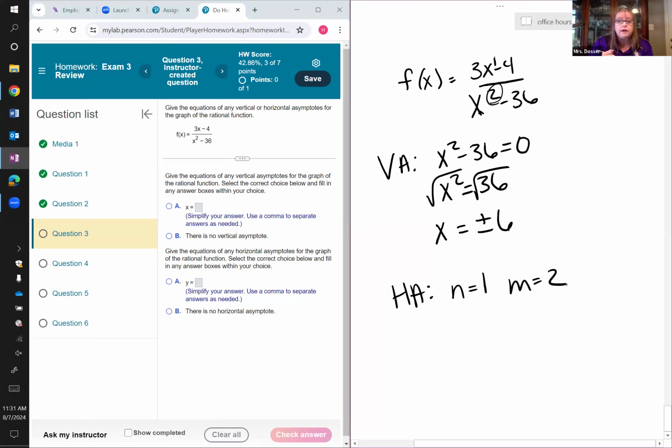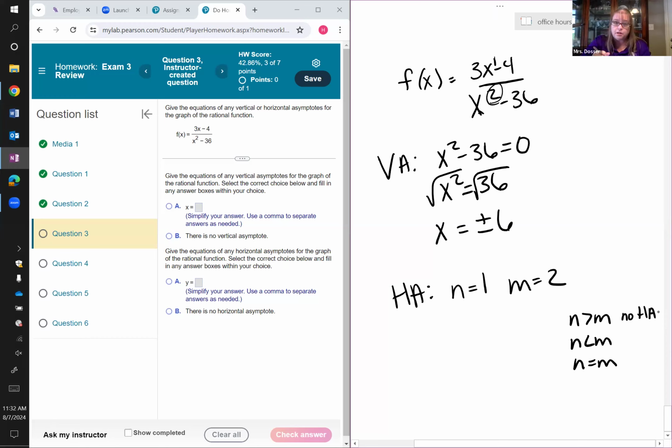And so now we're comparing those two numbers. Anytime you're comparing two numbers, only three things can happen. Either the first number is bigger, or the second number is bigger, or the two numbers are equal. Those are the only three things that can happen. So we have a rule that tells us the horizontal asymptote in each of those cases. If the degree at the top, n, is bigger than the degree of the bottom, then we have no horizontal asymptote.